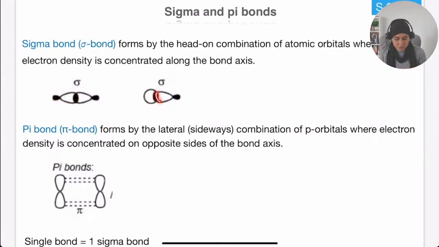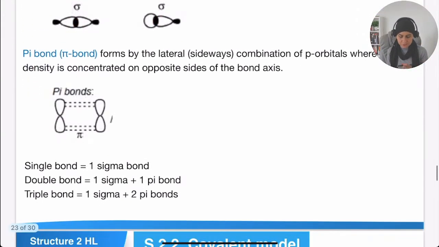This is the overlap of a hybridized orbital with an s orbital. This overlap is a sigma bond, head-on. For pi bonds, it's the sideways overlap of p orbitals. P orbitals are dumbbell shaped, and the overlap above and below the plane is the pi bond. So just two types of bonding.